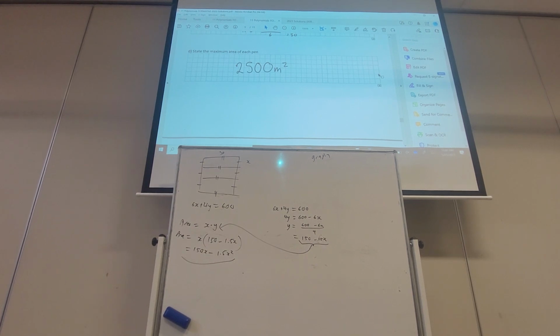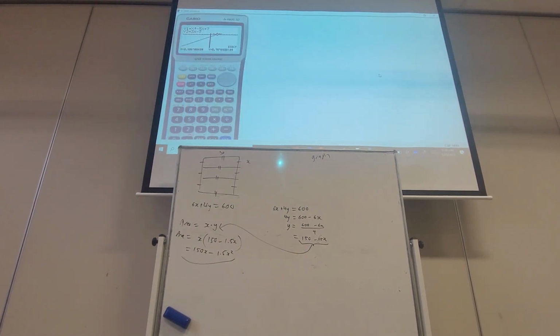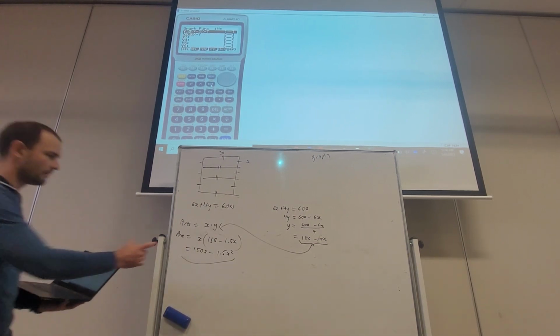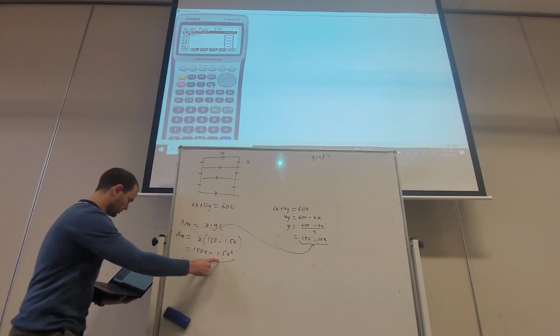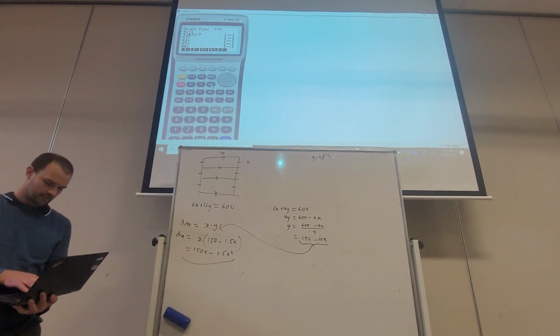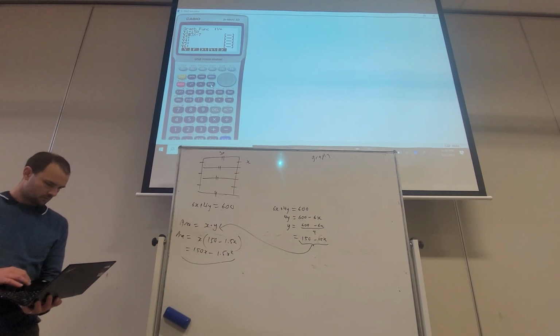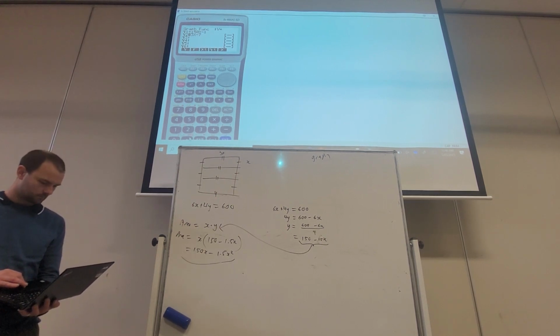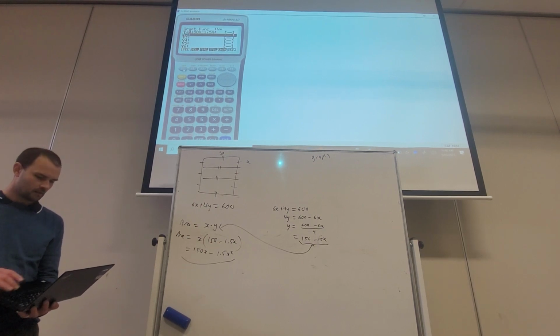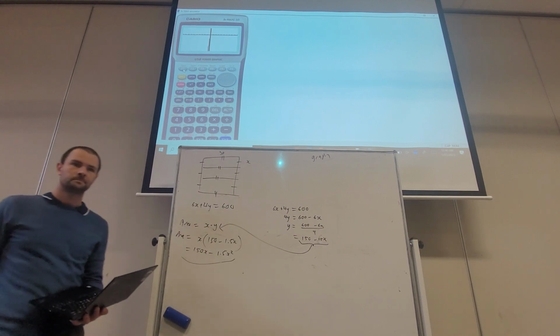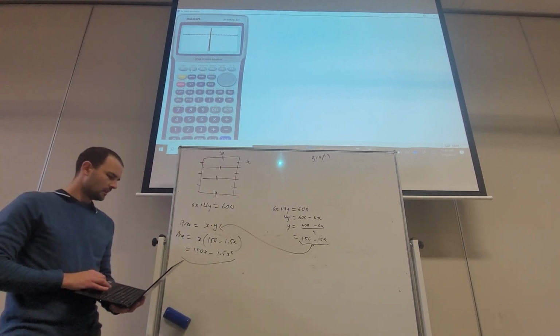So I'm going to calculate on the screen. I'm graphing this equation, the area equation: 150x take 1.5x squared. Okay, I'm graphing that equation. All right, can't see it properly. Need to change my V window.